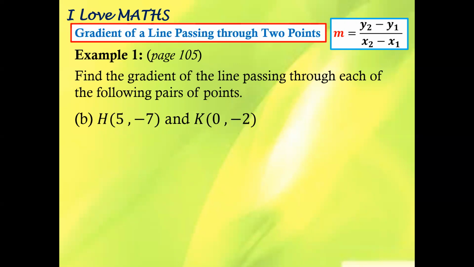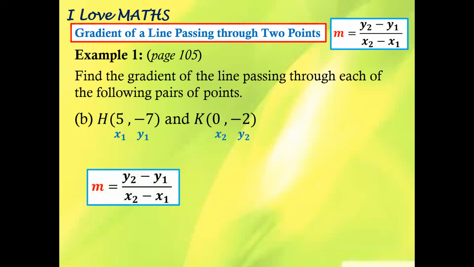Letter B, H(5, -7) and K(0, -2). So find the gradient of the line passing through these 2 points. Again, label x sub 1, y sub 1 for point H and x sub 2, y sub 2 for point K. Substitute these values to our formula m equals y sub 2 minus y sub 1 all over x sub 2 minus x sub 1. And that will be negative 2 minus negative 7 all over 0 minus 5. Simplifying further, the answer is negative 1.